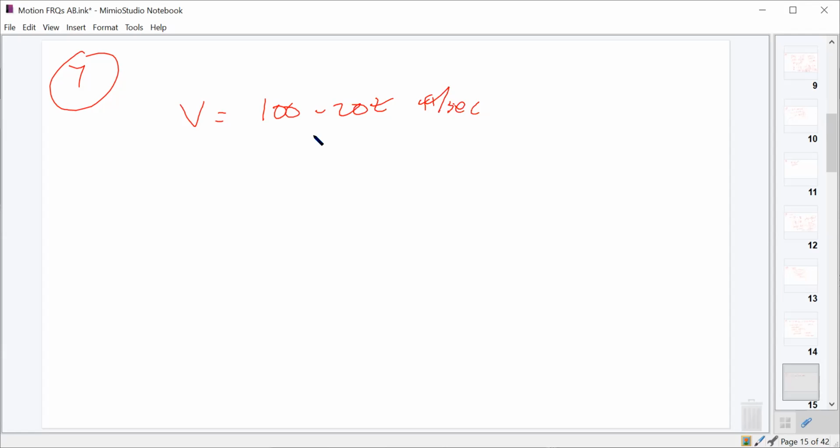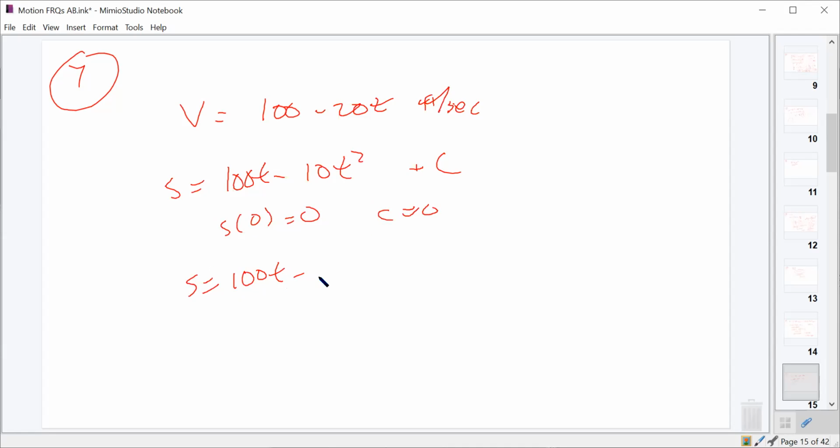So we've got our velocity function. In order to figure out a position or a distance, we'll just integrate that: 100t minus, and this will become 20t squared over 2, so minus 10t squared plus some constant. And since we know that at t equals 0, the position was 0, that tells us that our constant is 0. So our position is just 100t minus 10t squared. And if we're looking for that at t equals 1, that ought to be 100 minus 10, or 90 feet away.